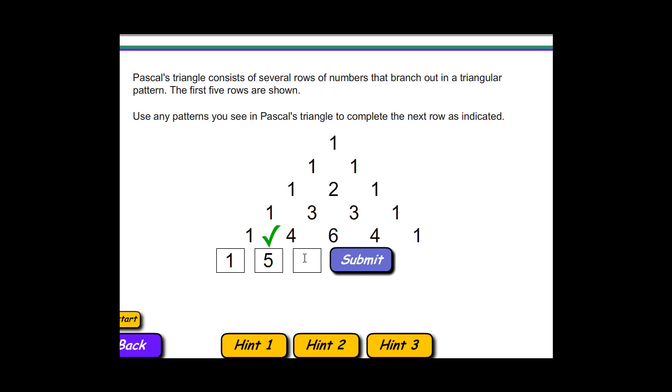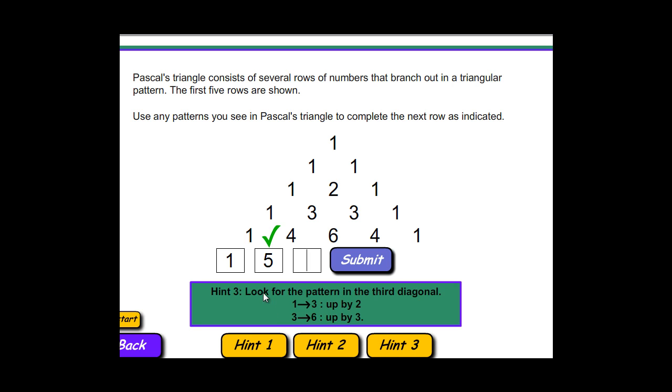And for this spot, let's see what hint 3 says. Look for the pattern in the third diagonal. Okay, here's the third diagonal. From 1 to 3, we go up by 2, 3 to 6, we go up by 3. So let's follow that pattern and go up by the next number. 4, 6 plus 4 is 10.